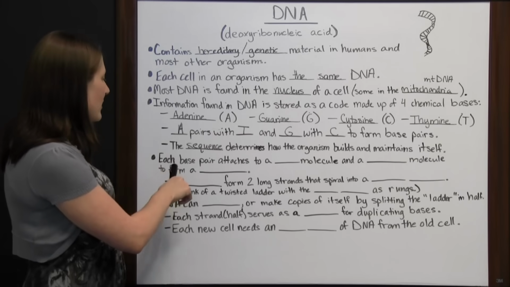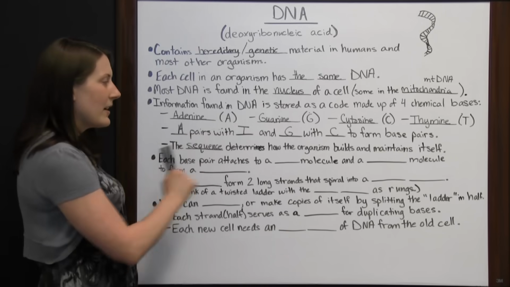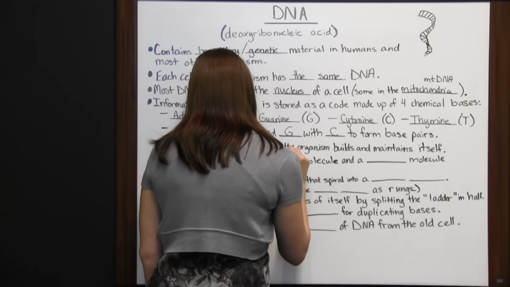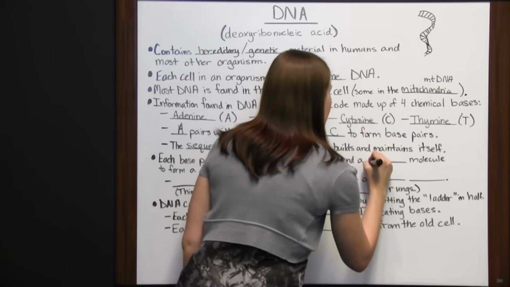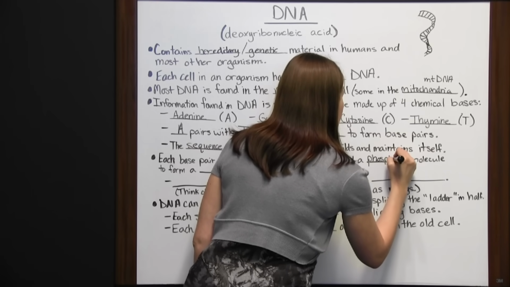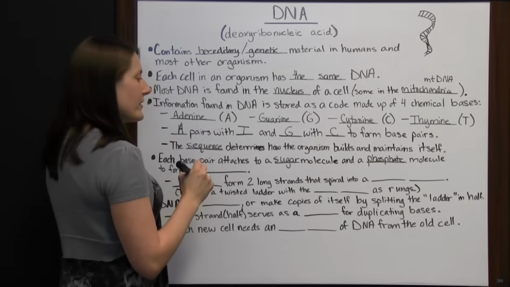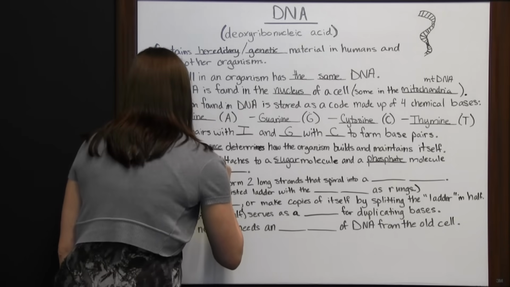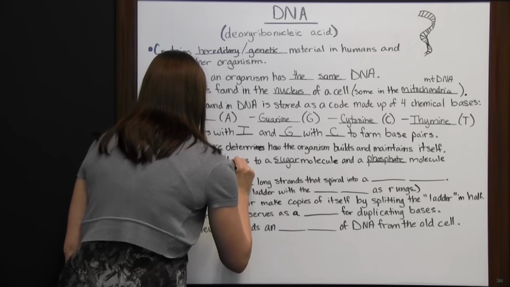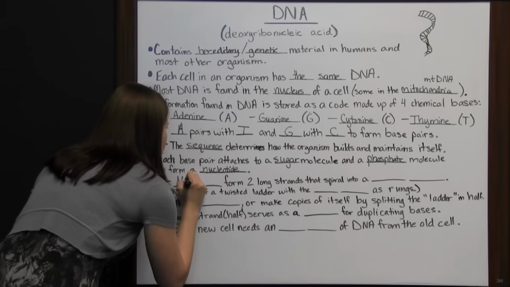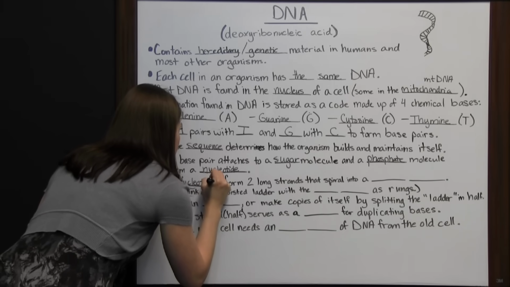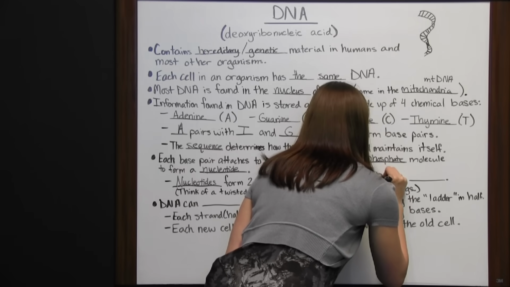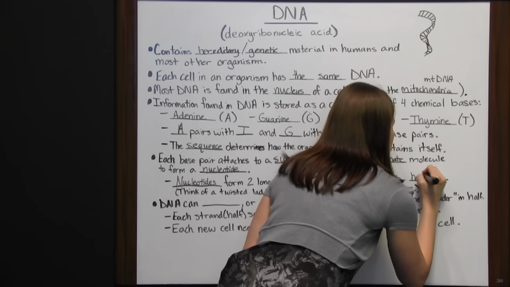Let's look at the next part. Each base pair, so our adenine thymine pair or guanine cytosine pair, is going to attach to a sugar molecule and to a phosphate molecule. And once a base pair attaches to the sugar molecule and phosphate molecule, it forms a nucleotide. And these nucleotides form two long strands that spiral into a double helix. That is the shape that DNA takes on.